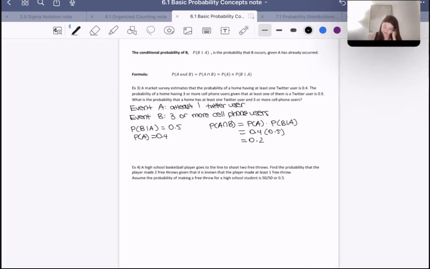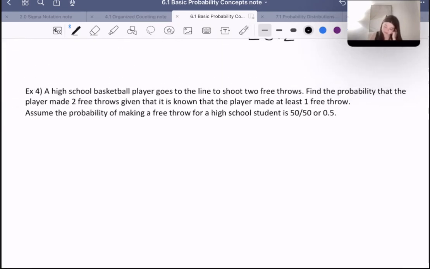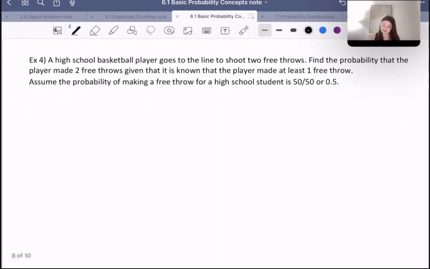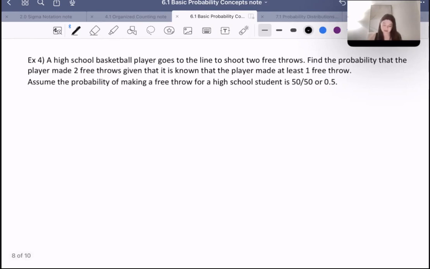All right, let's do example 4. It's one more example regarding dependent events. It says here, a high school basketball player goes to the line to shoot 2 free throws. So he goes to a line, he's shooting and seeing what he gets. Find the probability that the player made 2 free throws, given that it is known the player made at least 1 free throw. Assume the probability of making a free throw for a high school student is 50-50 or 0.5.